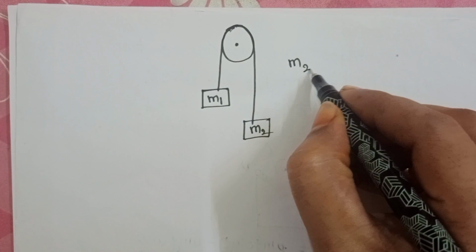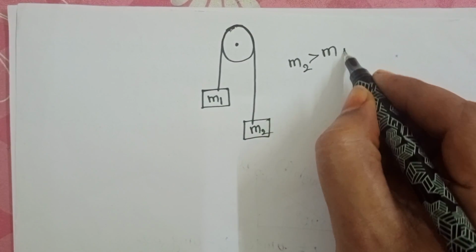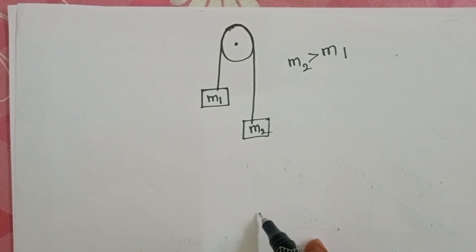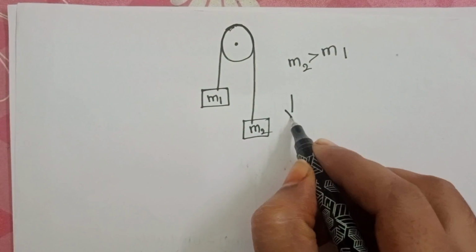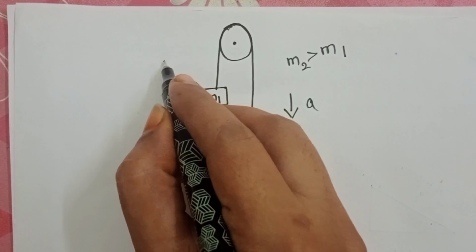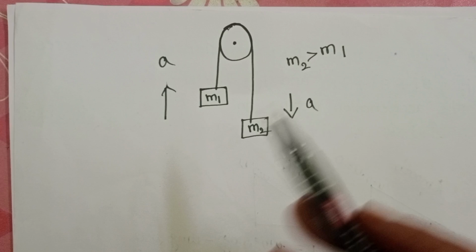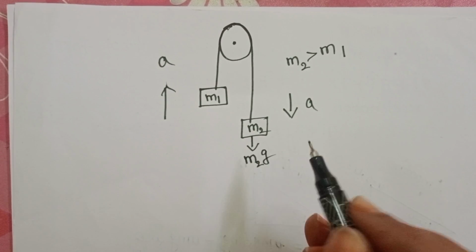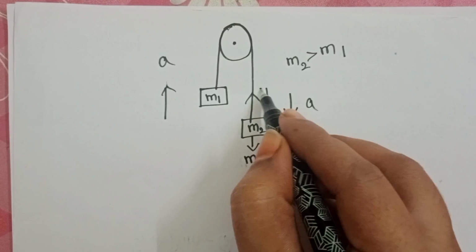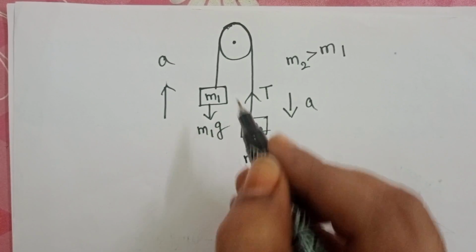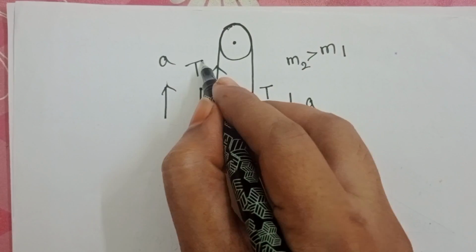When the mass of the second block is greater than the mass of the first block, then this mass is moving in downward direction and the first mass is moving in upward direction. Second mass has acceleration in downward direction and the first one has acceleration in upward direction. Weight of this block is in downward direction, that is m2g, and tensional force in upward direction. Here weight of the first block is in downward direction and tensional force in upward direction.